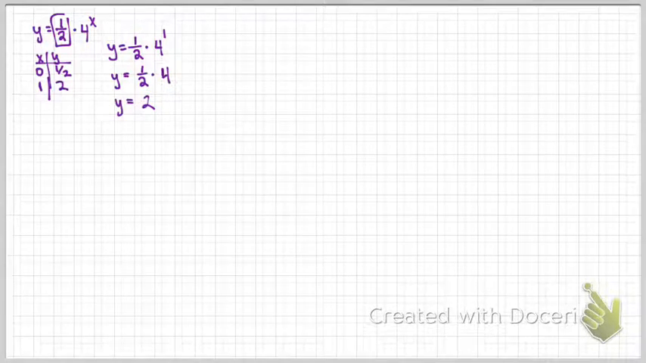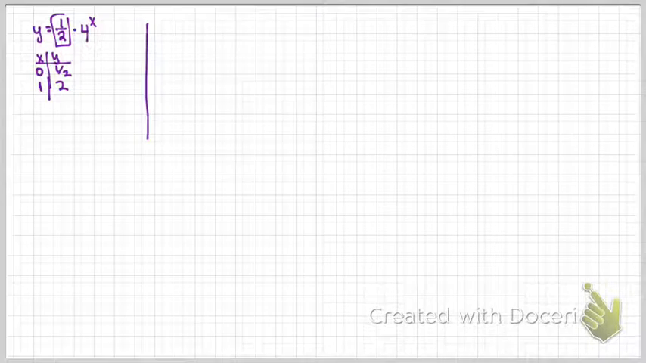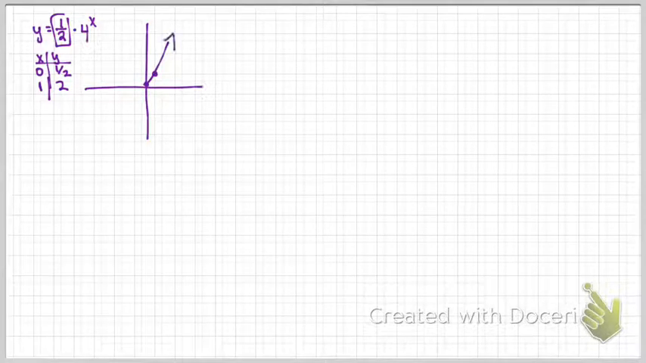Having these 2 points, you can go ahead and create your graph, plot your points. So you're going to plot your points by first making your coordinate plane. Plot 0, 1/2 right around here, and then 1, 2. Again, it's going up like this, and then curve down here, going towards 0.